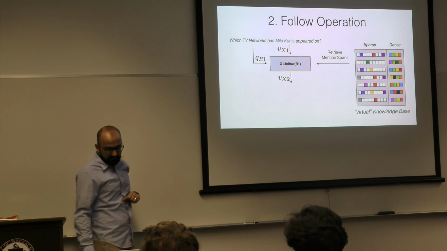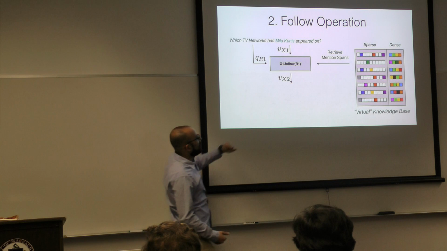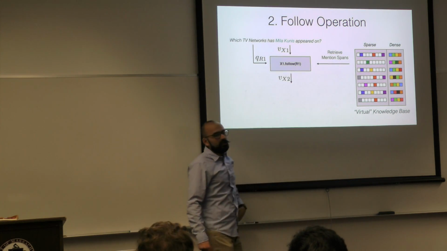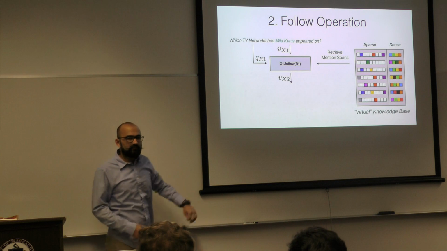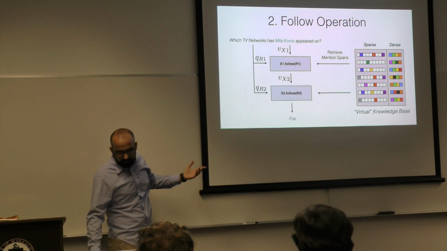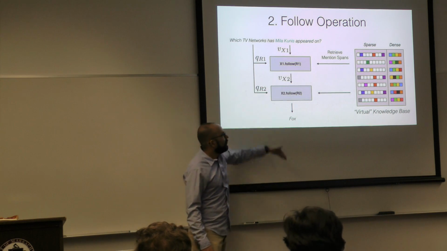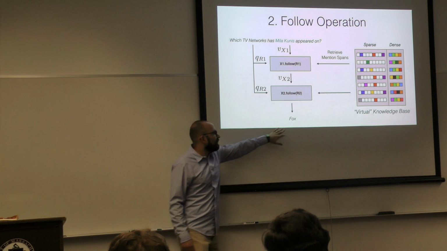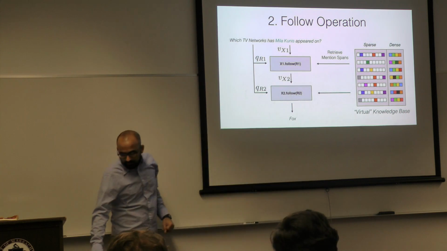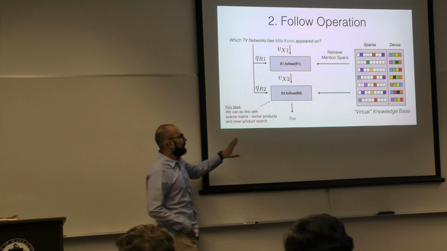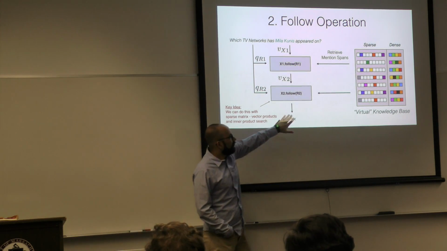So now, as I said, given a question now, we can run an entity linking system to find VX1. We can use a transformer or an LSTM network to find QR1. And for multi-hop questions, we're simply going to chain these operations one after the other until we arrive at the answer.